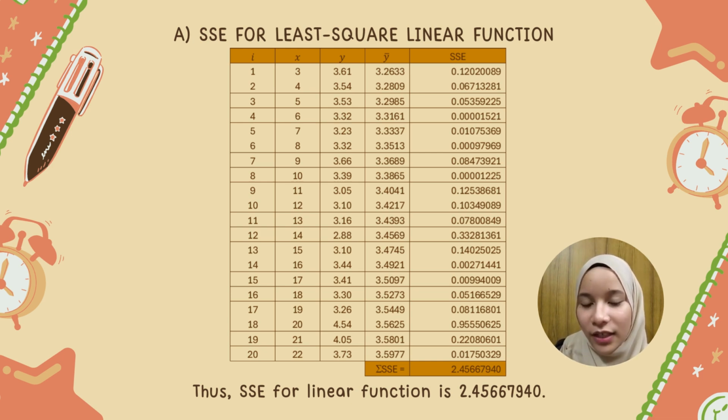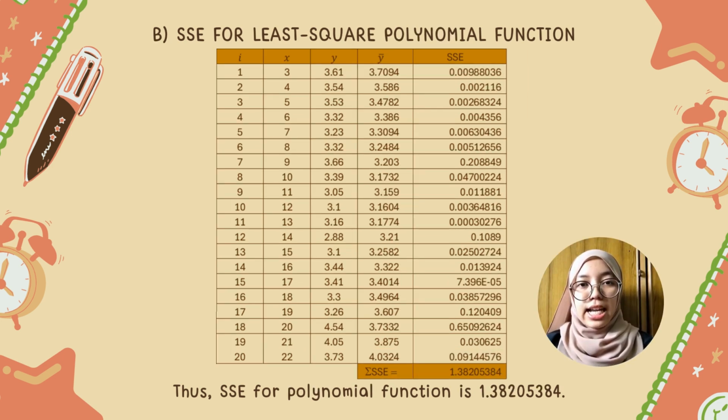So, SSE for the linear function is 2.45667940. Next, SSE for the least square polynomial function is also the same. First, we search for y bar and then the value of y minus y bar. And then we get SSE for each data. Next, we sum all of the SSE and get 1.38205384 for the polynomial function.